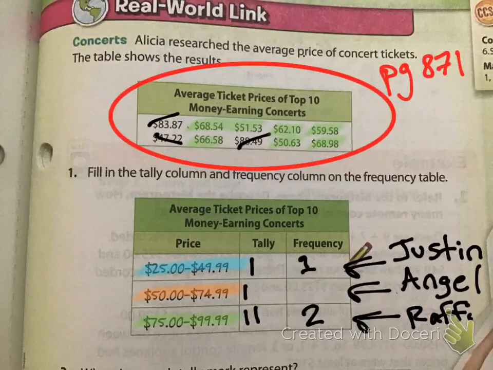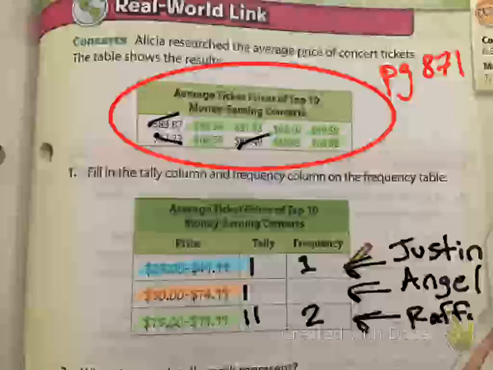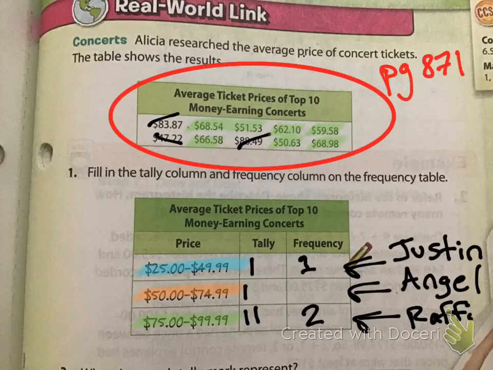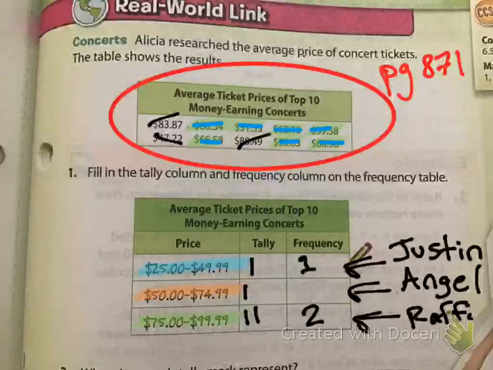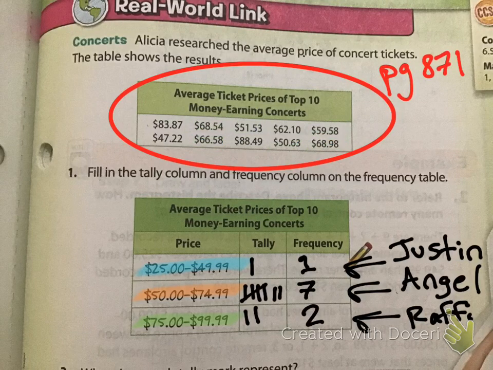Angel. So how many numbers? 51. That's one of the numbers, yes. But if we count them, how many numbers do we see? 1, 2, 3, 4, 5, 6, 7. Yeah! Excellent. So we completed our tally chart and our frequency chart.